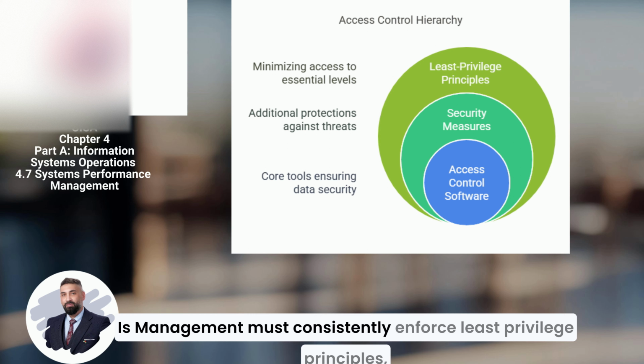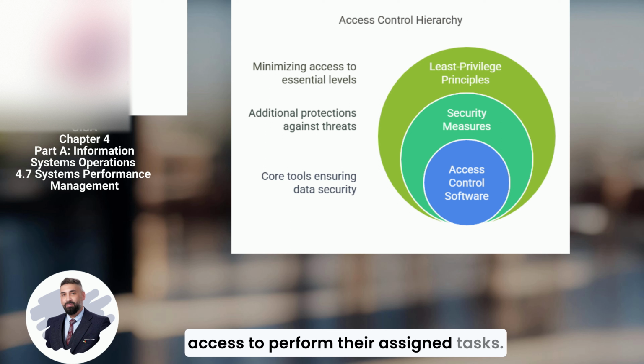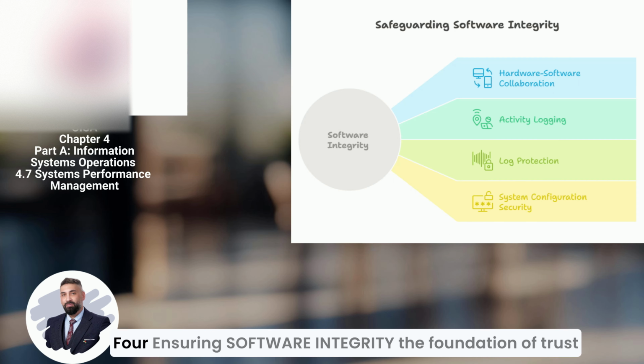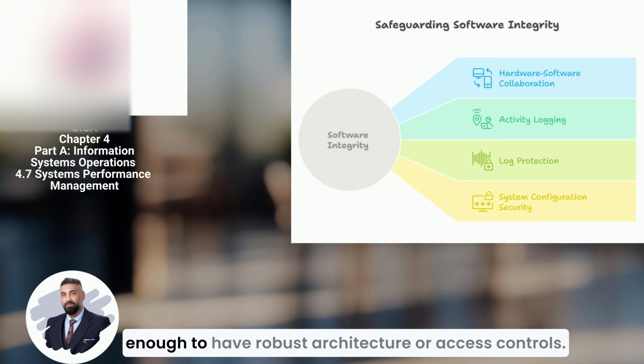IS management must consistently enforce least privilege principles, where each user or process receives just enough access to perform their assigned tasks. It's like issuing keys to a building. You wouldn't give everyone a master key that opens all the doors. 4. Ensuring software integrity, the foundation of trust. For a system to perform optimally, it's not enough to have robust architecture or access controls.